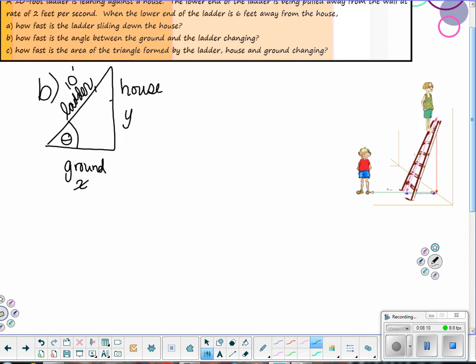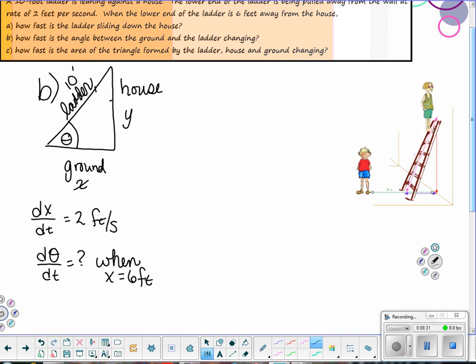So remember we had dx/dt equal to 2 feet per second. We're still playing with that number. And then we want to find d theta/dt when, we'll stick with it, x was 6 feet pulled away from the side of the house. So those pieces are still in play.